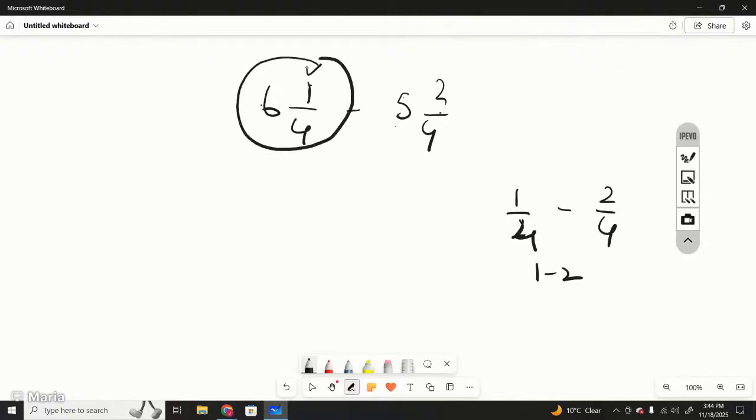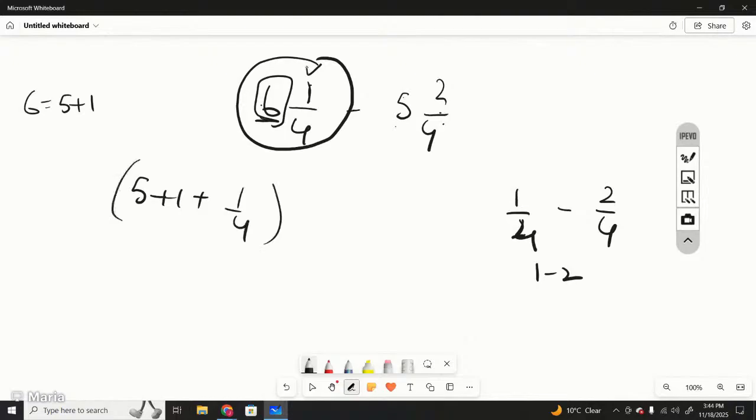So, how do we make this numerator 1 greater than 2? We need to break down the whole number. Like we can write 6 as 5 plus 1. So, I'm going to write the 6 as 5 plus 1 plus the fractional part, that is 1 by 4, right? Okay, then we can write this one as 4 by 4.